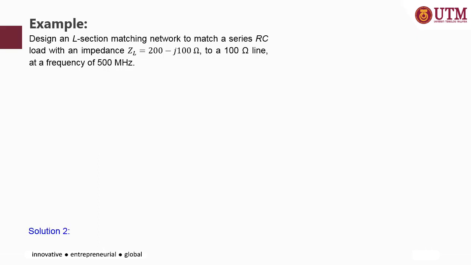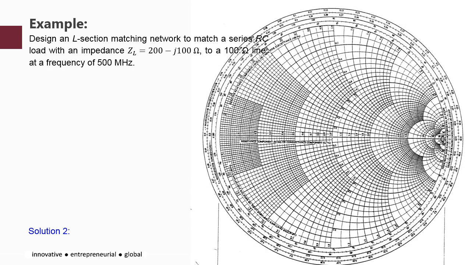Okay, let's look at an example, designing an L section matching network to match a series R and C load with a load impedance of 200 minus J100 ohm to a 100 ohm line, meaning that the characteristic impedance is 100 ohm, at a frequency of 500 megahertz. All right, so as usual, to perform matching networks, it will be much easier to use the Smith chart. Okay, so let's have our Smith chart in hand.